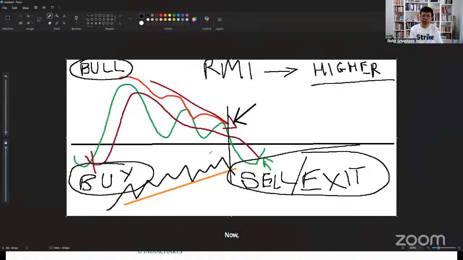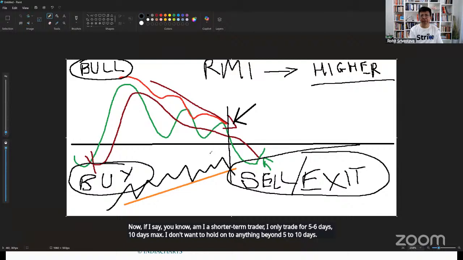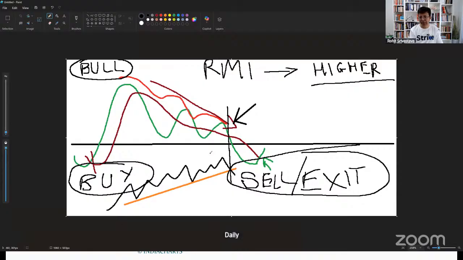Now, if I say no, I'm a shorter term trader, I only trade for 5, 6 days, 10 days max. I don't want to hold anything beyond 5 to 10 days. Then you have a lower time frame combination. Same idea, same story, but now you're not using weekly and daily. Now you're using daily and hourly. The daily time frame is the trend, the hourly chart is the execution.